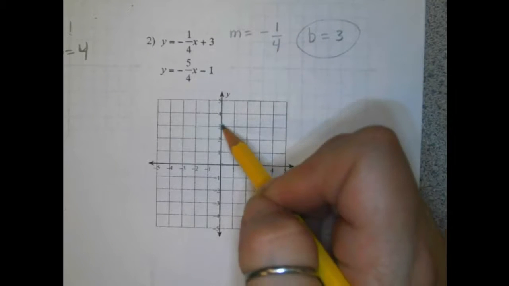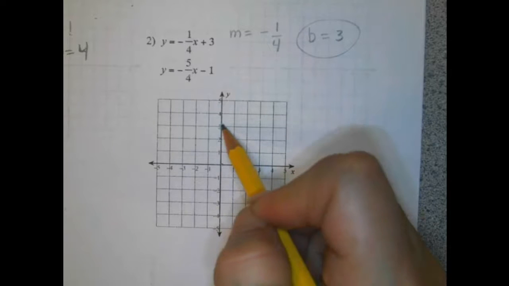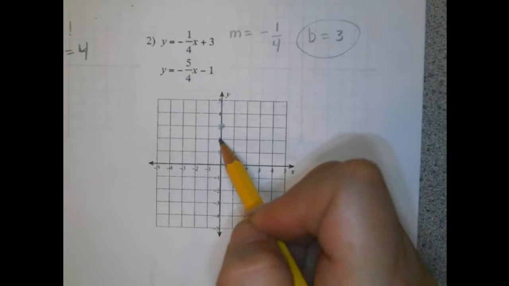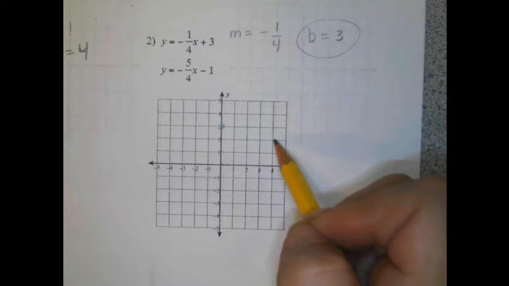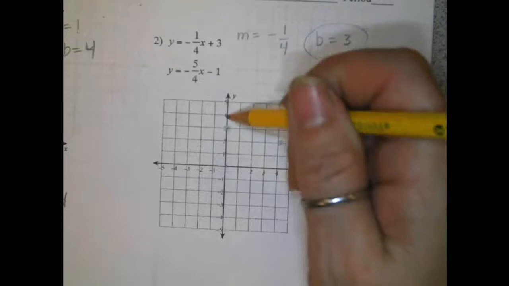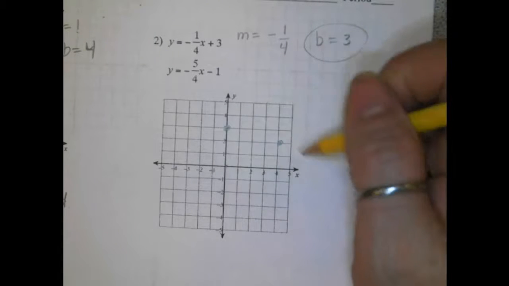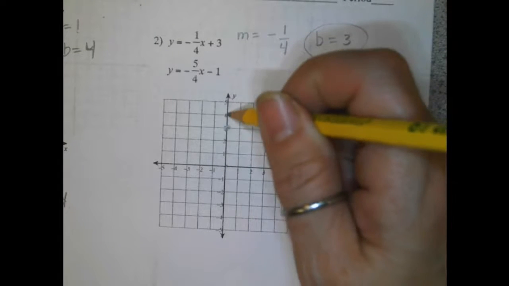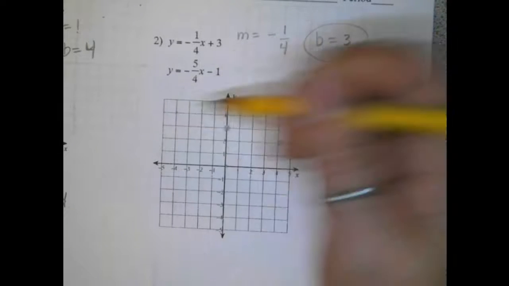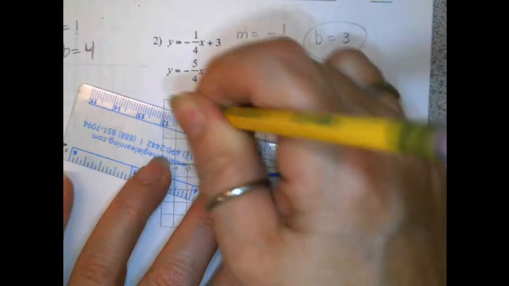What is my slope now? What's my rise? -1. That means down 1. And what is my run? 4. 1, 2, 3, 4. I could use my backwards thinking to get my third one. Instead of down 1, I go up 1 and left 4. And that gives me 3 points to graph.